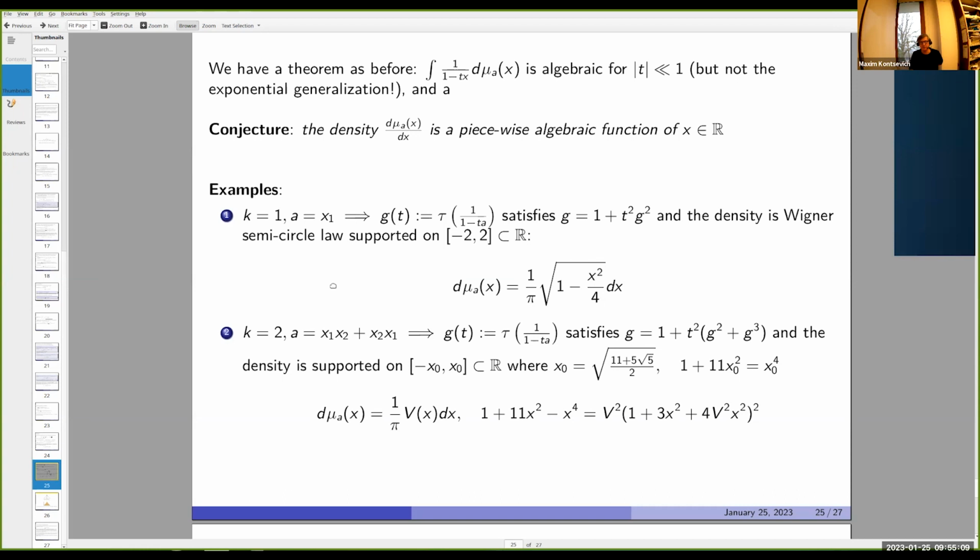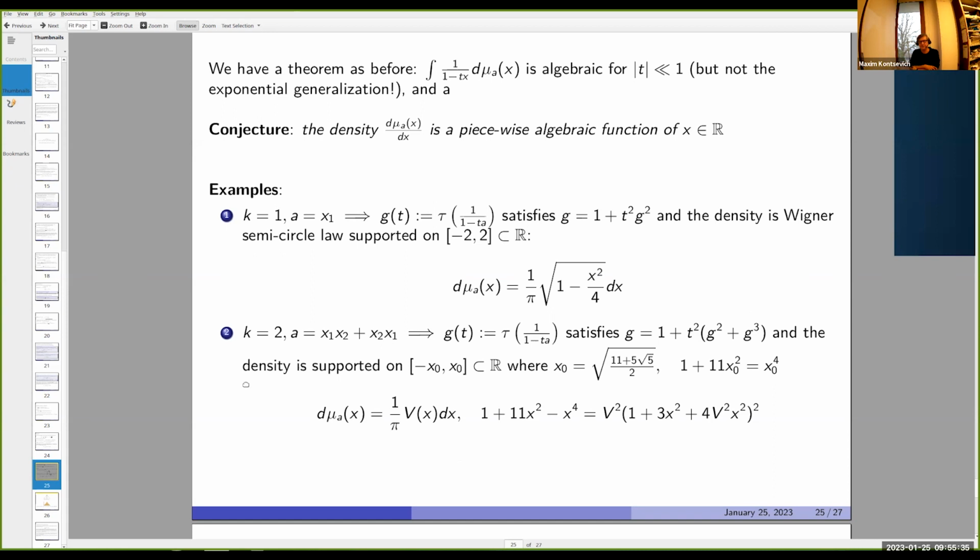But now we have two matrices and take the anti-commutator of x1 and x2. One can again calculate this G, the generating function, which satisfies slightly more complicated equations, but very similar to what we had before. And the density, to my surprise, is again algebraic. I solved the moment problem; it was easy, but not very easy.